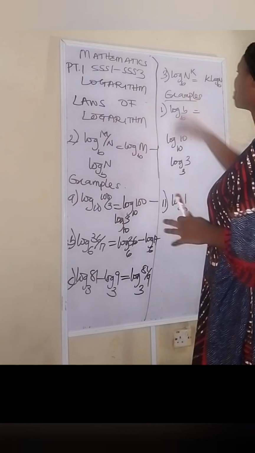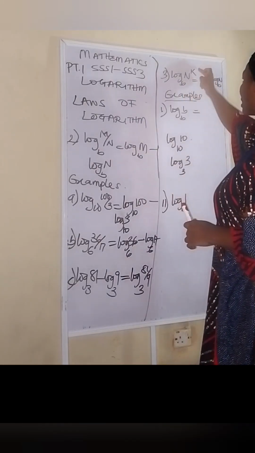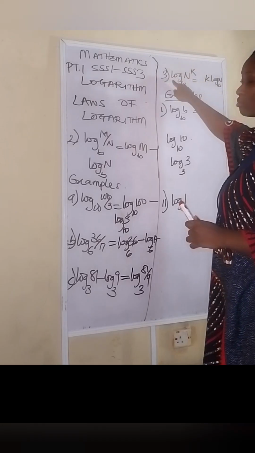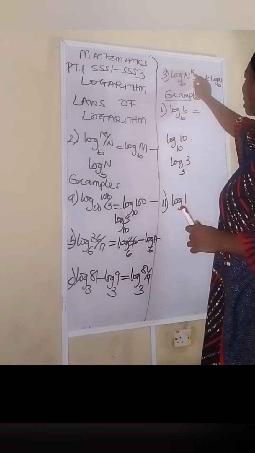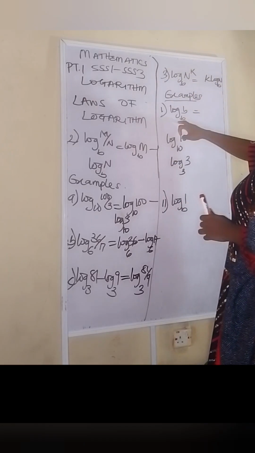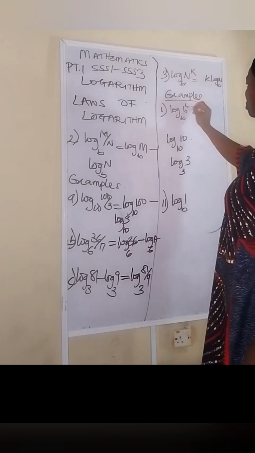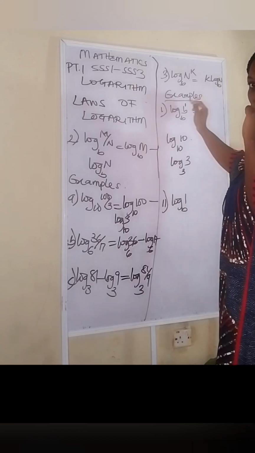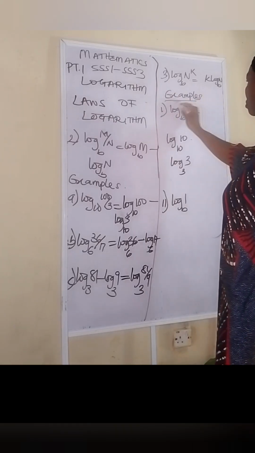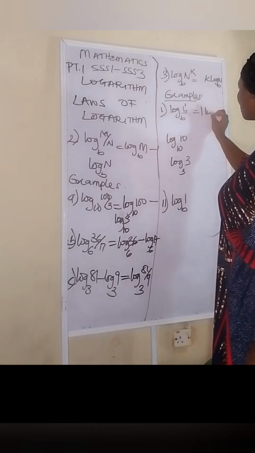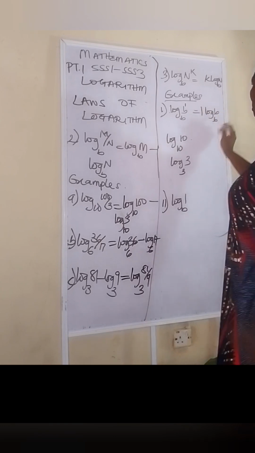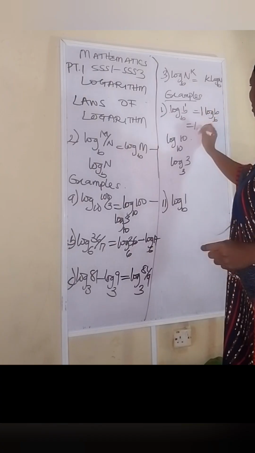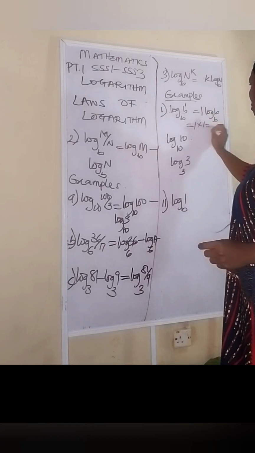So now this is the third law. Say log n raised to power k base b. When you see something like this, it means this k will come before the log, then you'll be left with log n base b. Do you understand? So now let's solve this one. There's an invisible 1 here. We are not given it, but there's an invisible 1 here. So now this one will move to this side. So it will be 1 log b base b. Log b base b is 1. So that will now be 1 times 1. So we are left with 1.